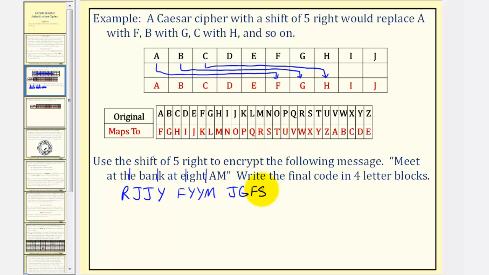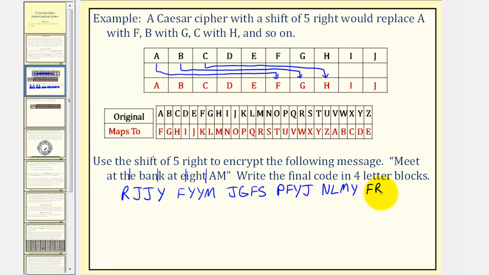So FS. Next, we have KATE. So K will map to P. A maps to F. T maps to Y. And E maps to J. Next we have I, GHT. I maps to N. G maps to L. H maps to M. T maps to Y. And then we have AM. A maps to F. And M maps to R.